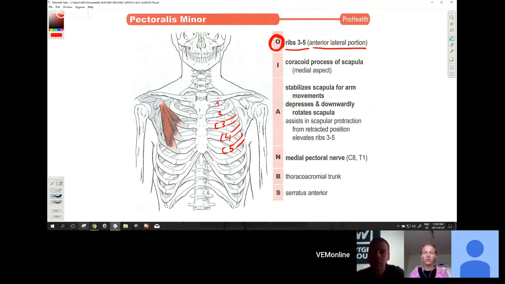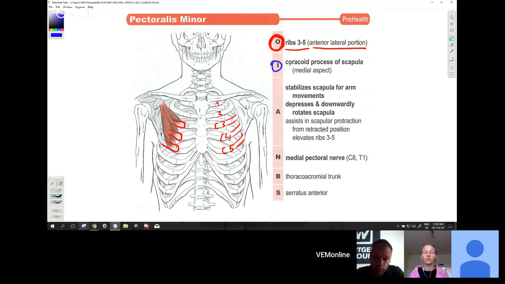So what does that say? Anterior lateral portion. Anterior meaning towards the front, right? So this is the front of the body, so closer towards the front surface, and lateral meaning away from the center of the body. If this is the center, this would be the medial portion, and this would be the lateral portion. So the anterior lateral surface of ribs 3, 4, and 5. That's the origin, okay?